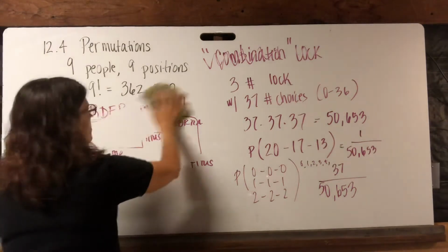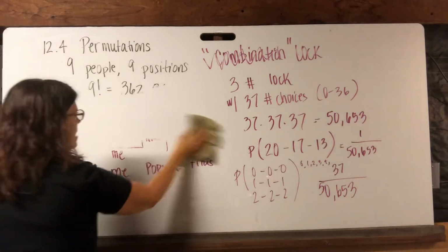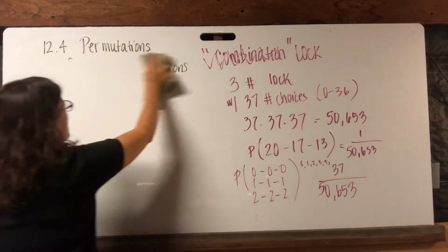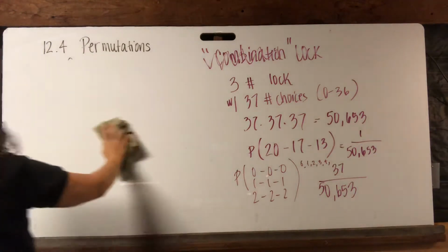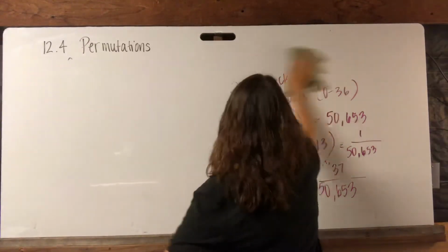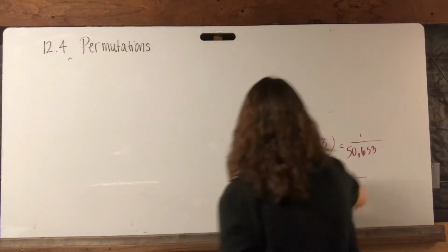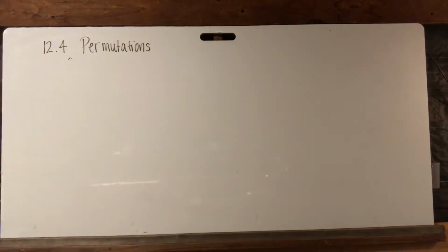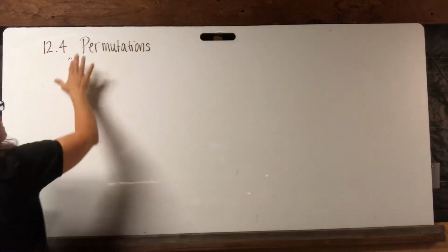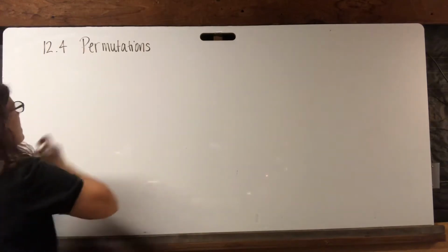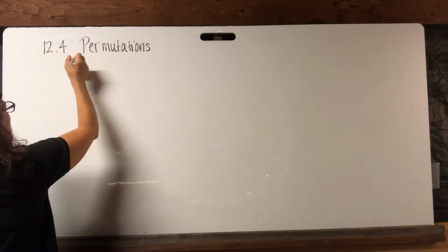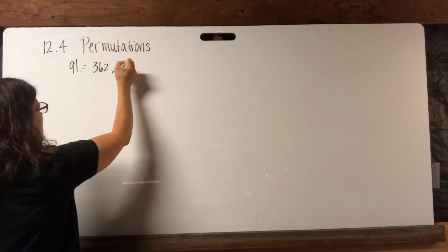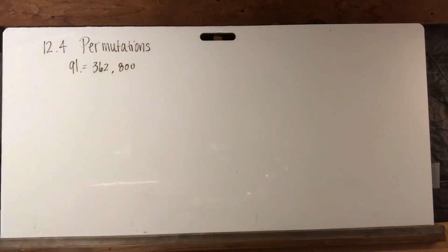By the way, this is number 16, page 648. Oh, I should not have erased that. Oh well. Okay. What was it? 9 factorial. Is that right?